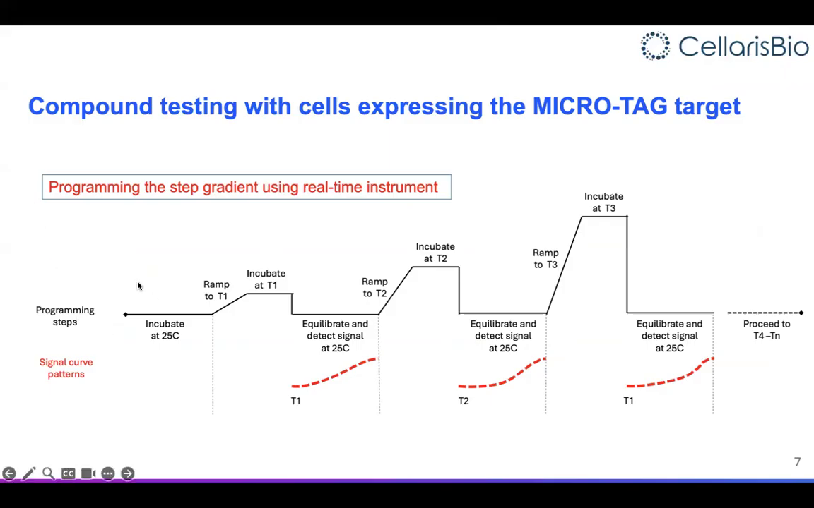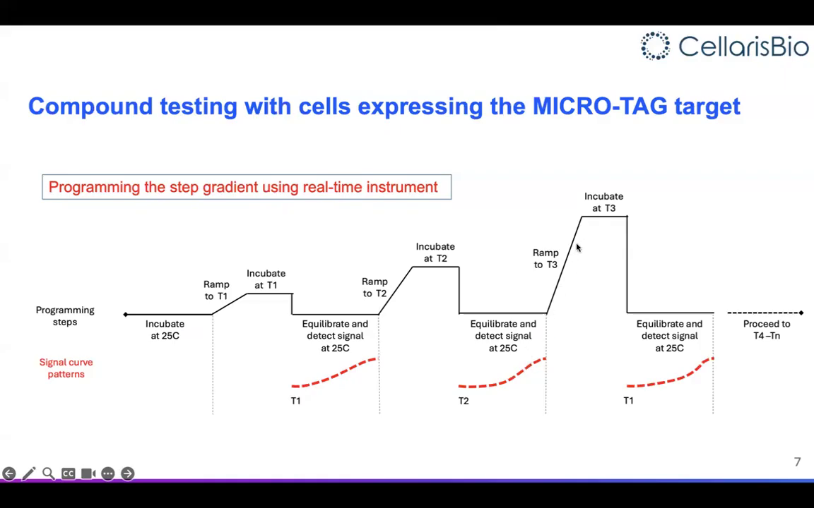So basically, combining all the reagents with the cells and the test compound, ramping the temperature to the first temperature point and holding for a defined period of time, and then lowering the temperature back to 25 degrees to allow for detection of the amount of protein that's remaining after that heating event. Then raising to the next temperature in the series, holding at that temperature, lowering back down to 25 degrees, and detecting the amount of protein to quantify the amount of protein remaining after that temperature hold.